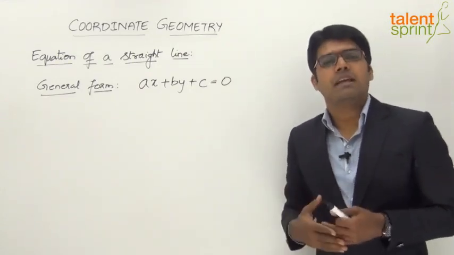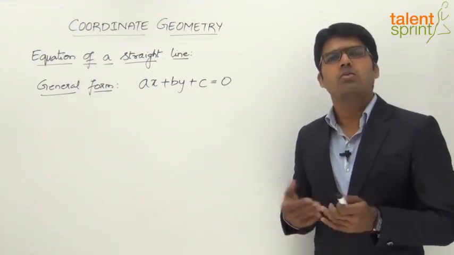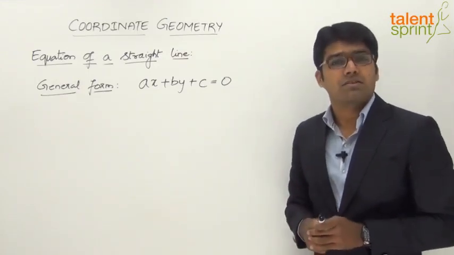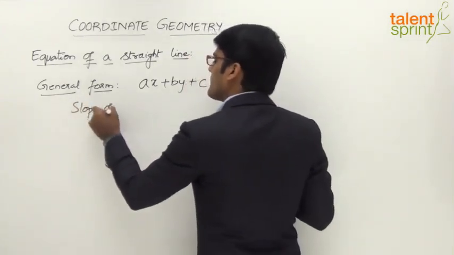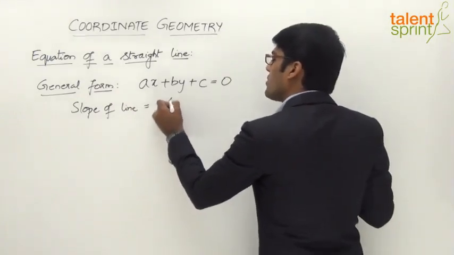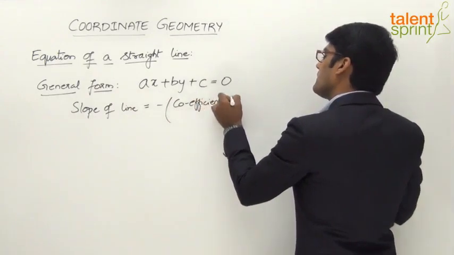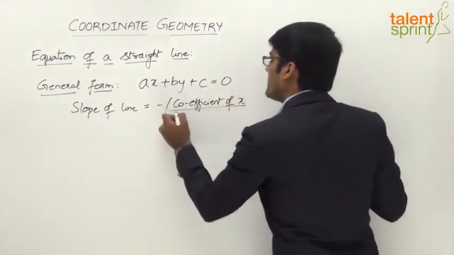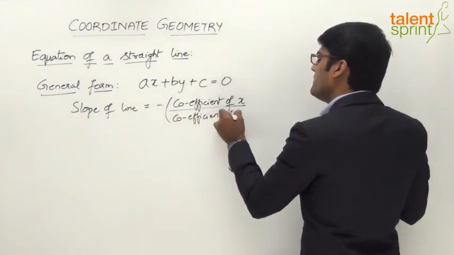Now the slope of the straight line can be determined from the equation of the line, right? If we know the equation of the line, or if the equation of the line is given to us, we can find out the slope of the straight line without doing any sort of calculation. Let's look at how we do that. Now, slope of a line is equal to minus of the coefficient of x divided by coefficient of y, where x and y are the variables.